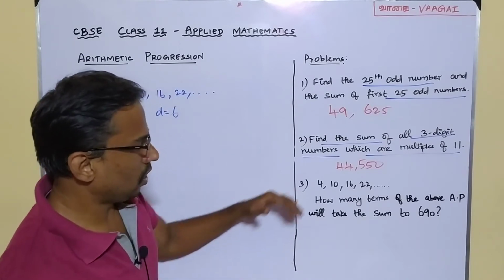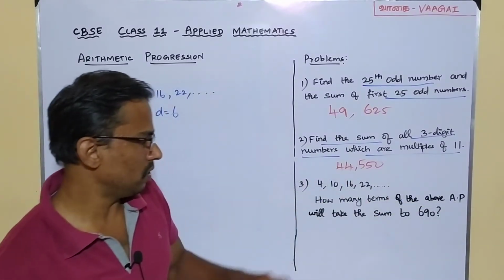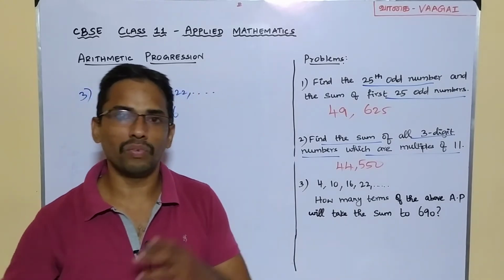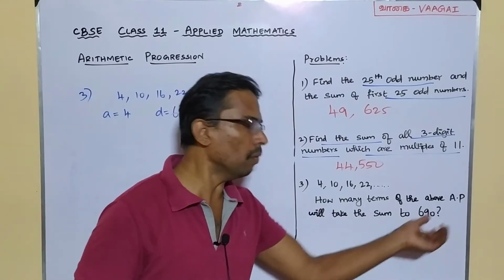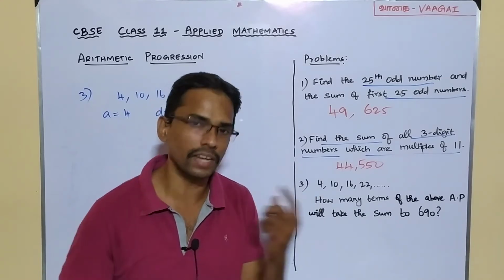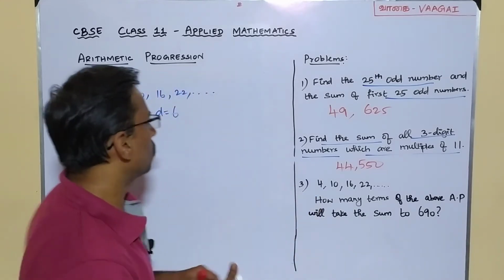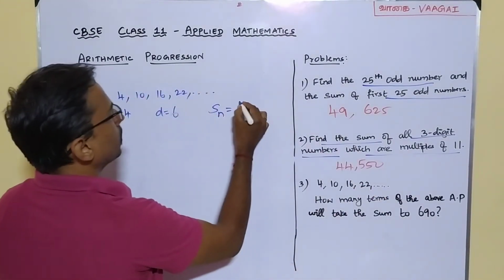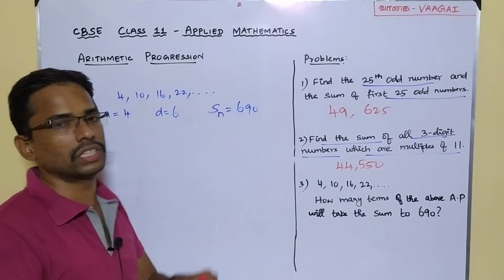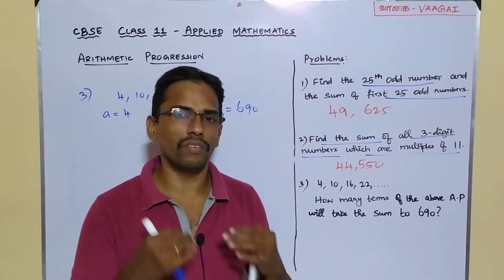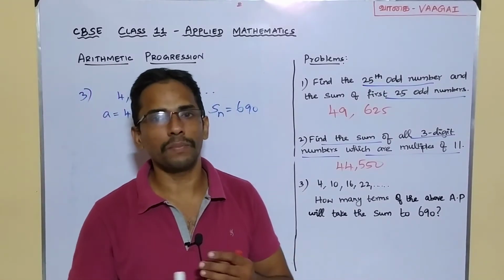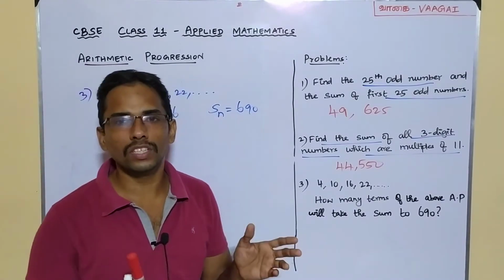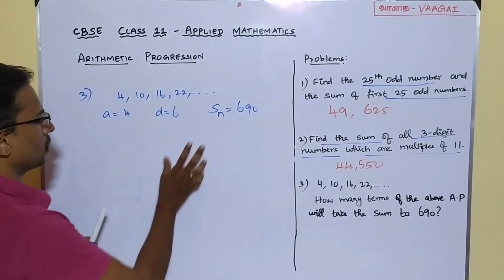Okay, let's see what is the question. How many terms of this arithmetic progression will take the sum up to 690? So here we are asked to find the number of terms. We are given the value of the sum of the terms. I mean, we know the value of Sn. So I'll also note that down. Sn, the sum of terms, is 690. So that means the value of Sn is 690, and we are supposed to find the number of terms. This n value is what we are supposed to find here. So let's try to work out and get the value of n.